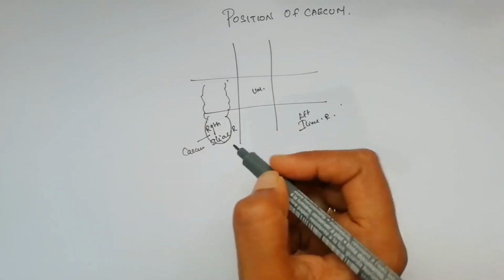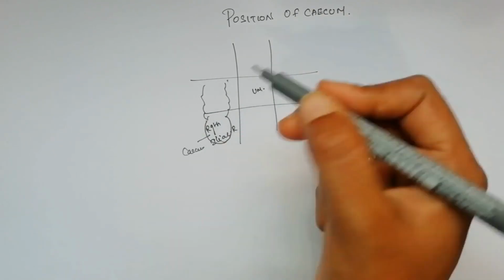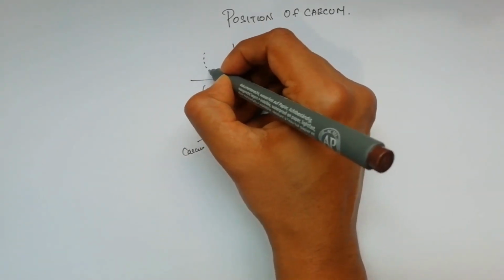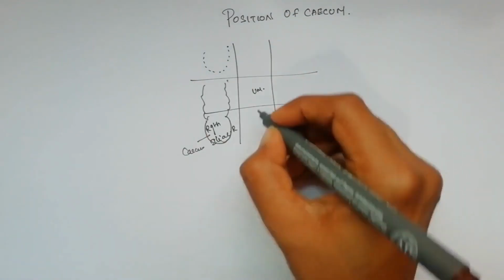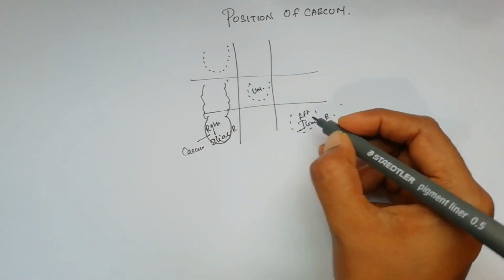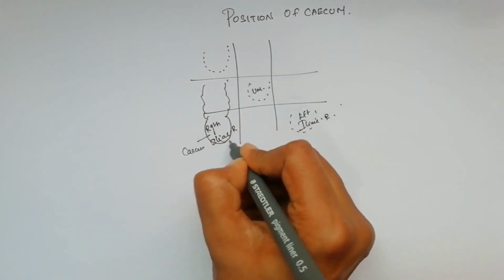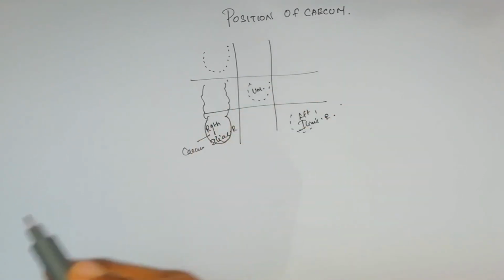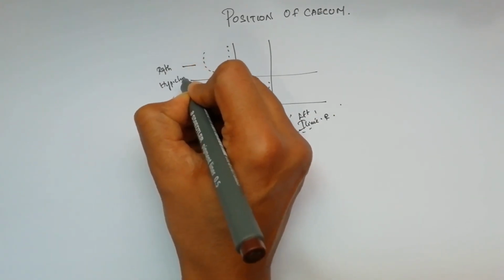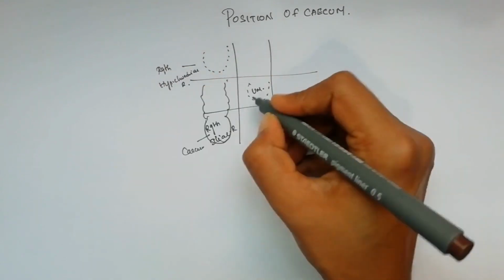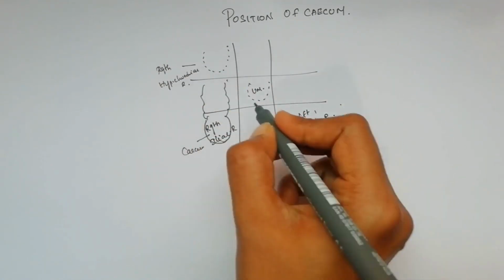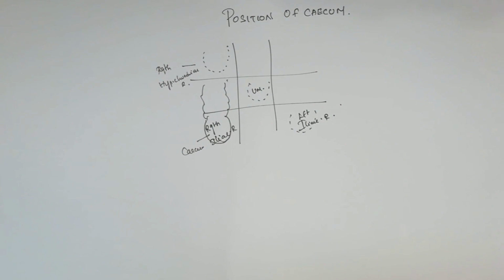Due to some fault of rotation, sometimes this position will occur in some other place, especially in the right hypochondriac region, umbilical region and left iliac region. These are the abnormal positions where the cecum may occur. So this is the normal position. In abnormal conditions, because of the fault of rotation, it may occur in the right hypochondriac region, or in the umbilical region, or in the left iliac region.